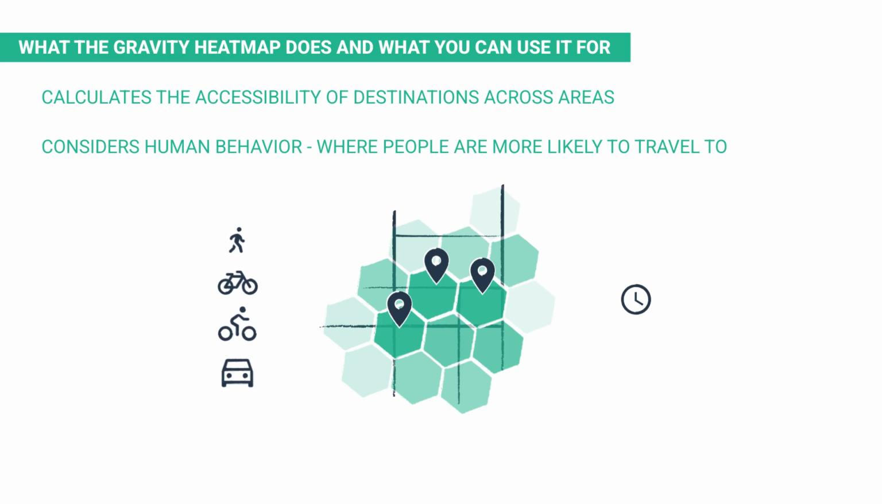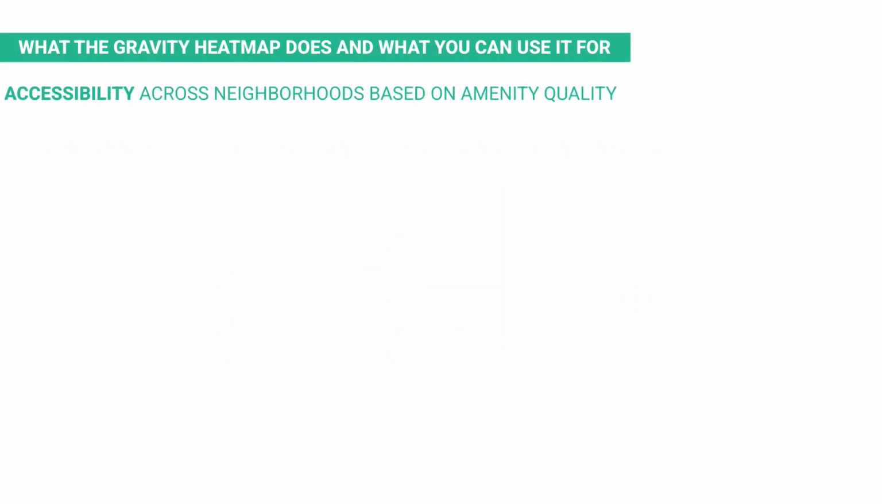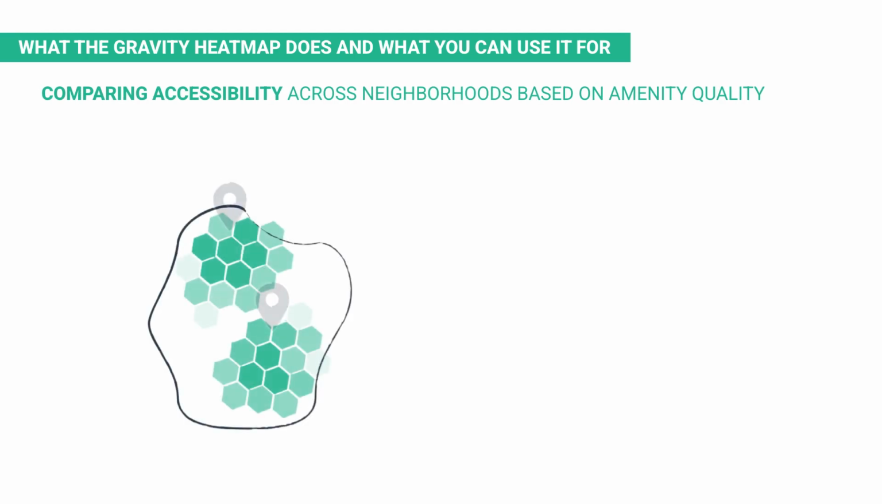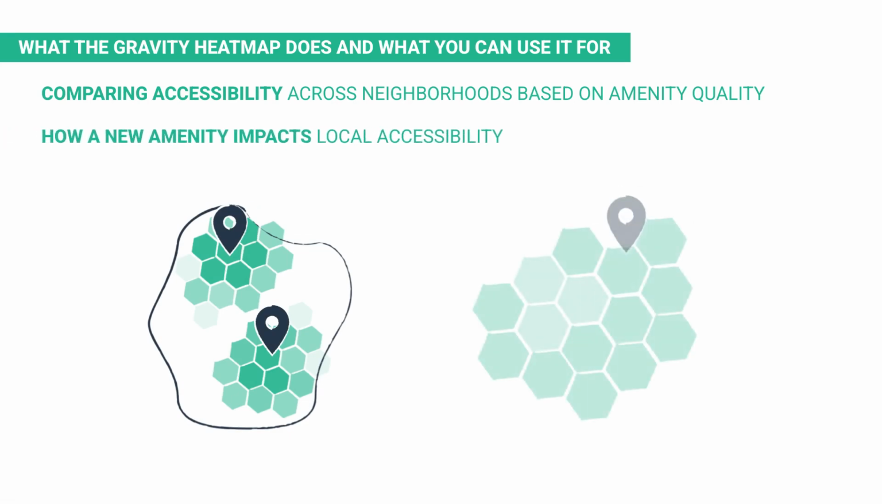map. In the gravity formula, you can also set a sensitivity value, which has a big impact on how the accessibility is calculated for each hexagon. For detailed explanation, visit our documentation. It can be used to compare differences in accessibility across different neighborhoods based on amenity quality, or to see how a new amenity impacts local accessibility.